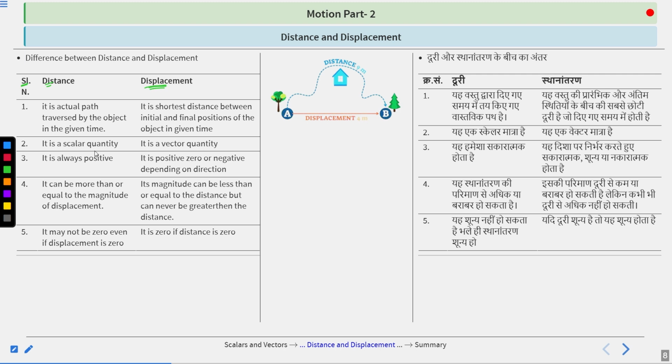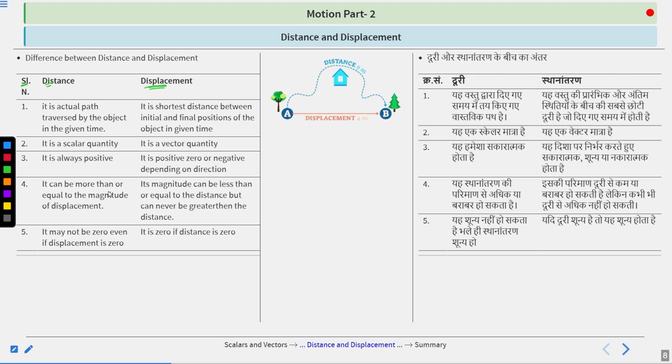Distance is a scalar quantity. Why? Because there is no specific direction associated with it. Displacement is a vector quantity. Why? Because here we saw there is a specific direction associated with it. Distance is always positive. Remember, distance could not be negative, and could not be zero. Displacement might be positive, zero, or negative. It totally depends on the direction.